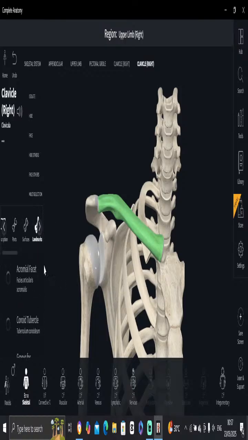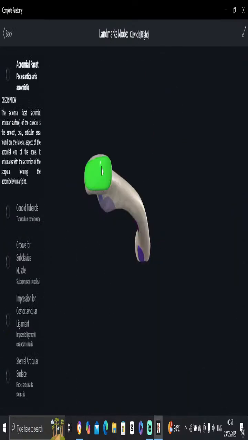Then we have some important landmarks. There's the facet for the acromion process of the scapula, which forms the acromioclavicular joint.